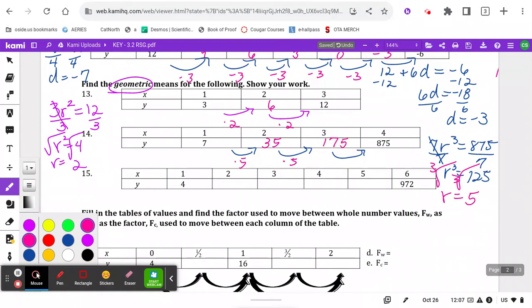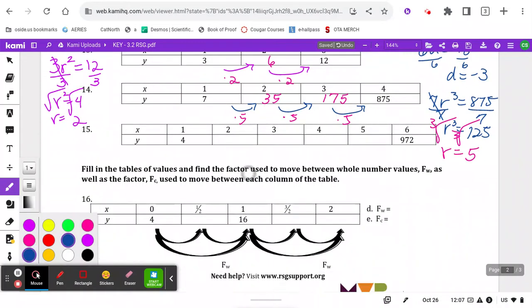And then 175 times 5 gives me 875, so that checks out. All right, pause the video and try the last one on your own if you haven't already. And let's see how you did.